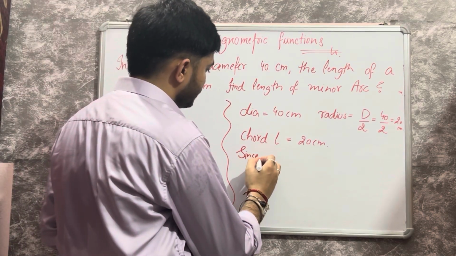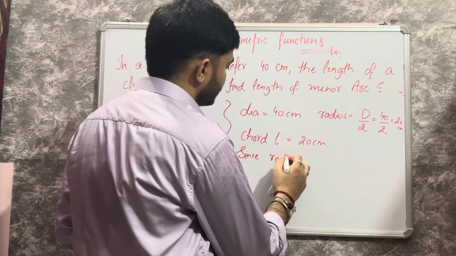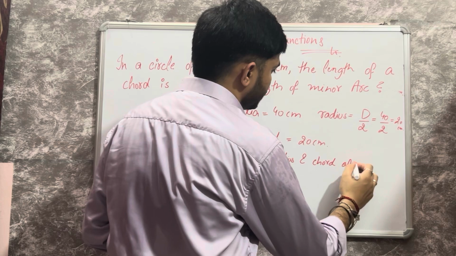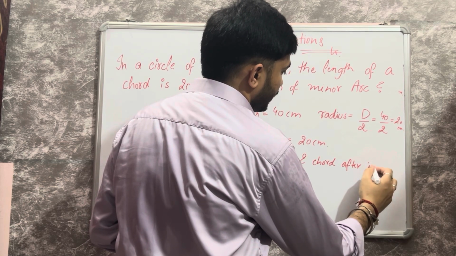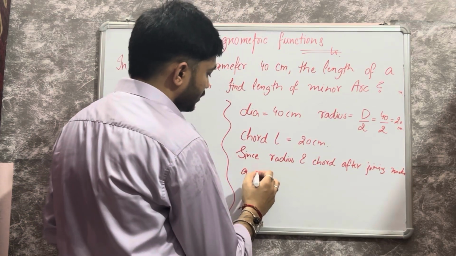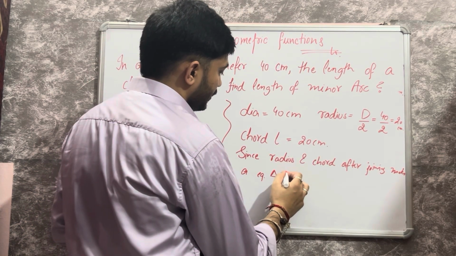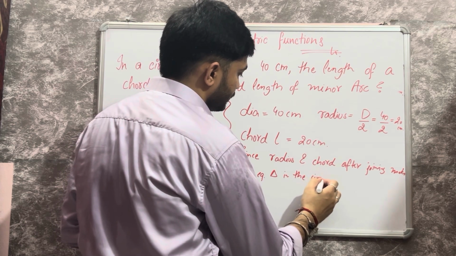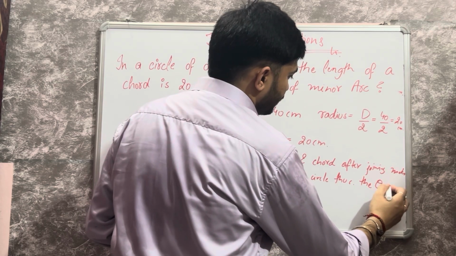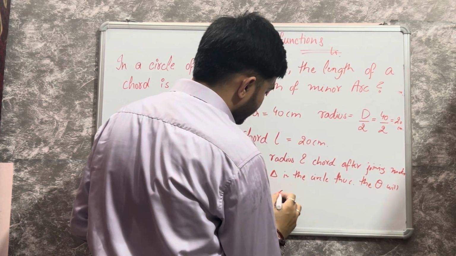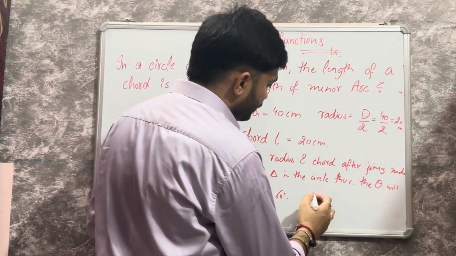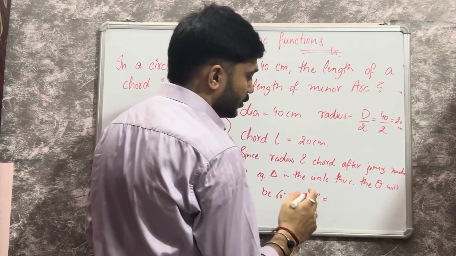Since the radius and chords, after joining, make an equilateral triangle in the circle, thus the theta will be 60 degree. Any doubts? Now we have to convert this 60 degree into radians.